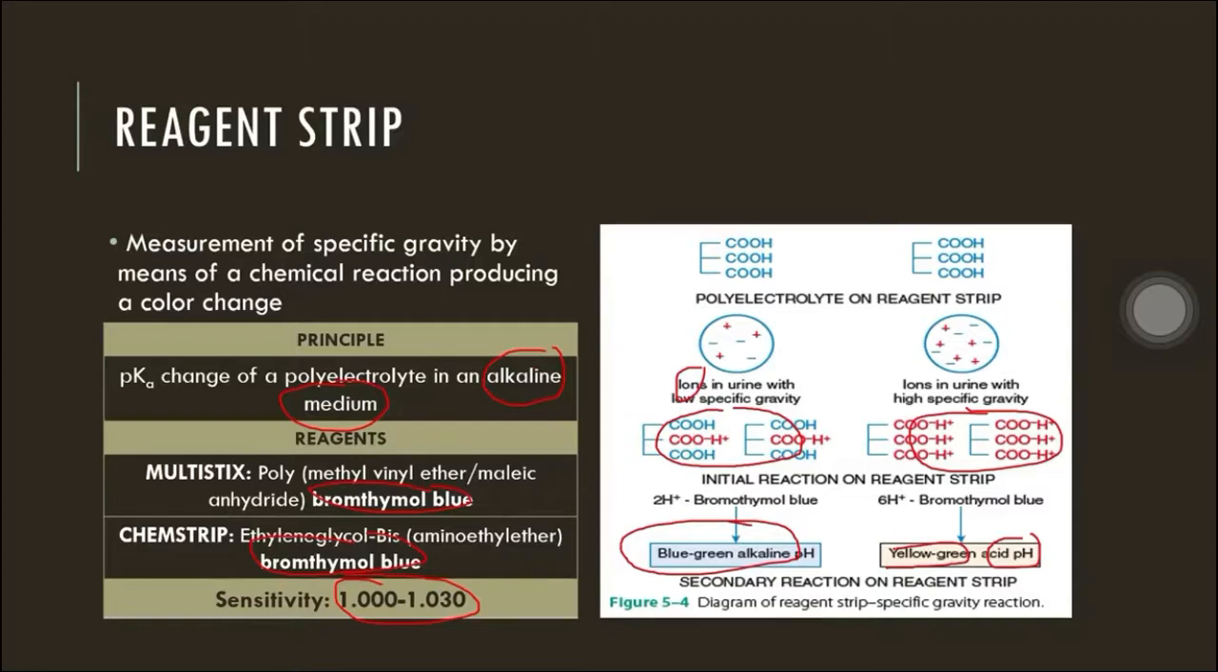So basically, the undetectable result of the reagent strip is the change from the alkaline pH of the media to acidic. Okay, the media becomes acidic, based on the number of ionizing substances present in the urine.